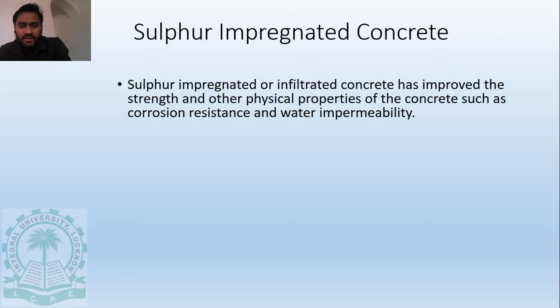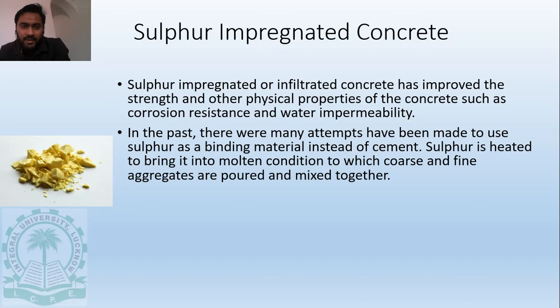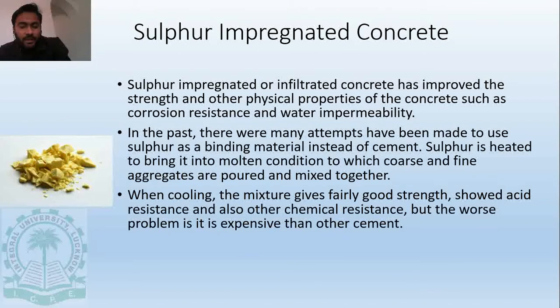Sulfur impregnated or infiltrated concrete has improved strength and other physical properties of concrete, such as corrosion resistance and water permeability. Molten sulfur is mixed with aggregates, and when it cools down it gives fairly good strength and resistance to acid and other chemicals. But the problem with such a method was that the cost of sulfur was very high.